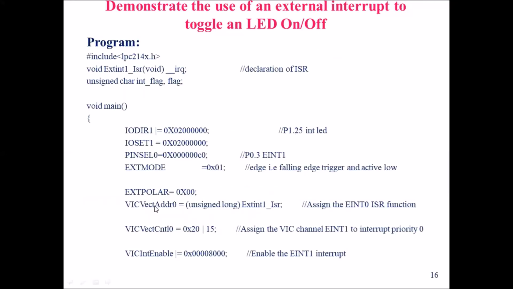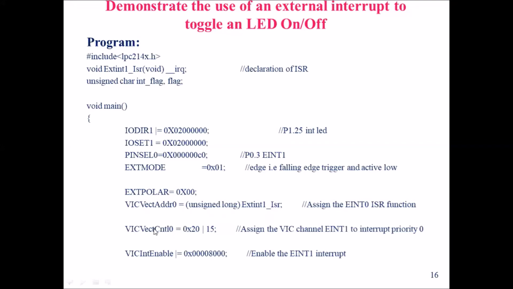Here you can see, if vector address 0 is equal to 0, then there is no interrupt. If it is not 0, then an interrupt is there. That should be serviced in the interrupt service routine, and that is handled in the user defined function, which is nothing but external interrupt 1 ISR.